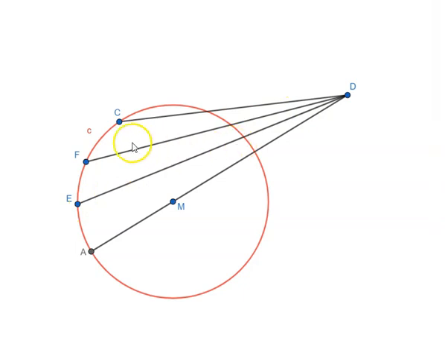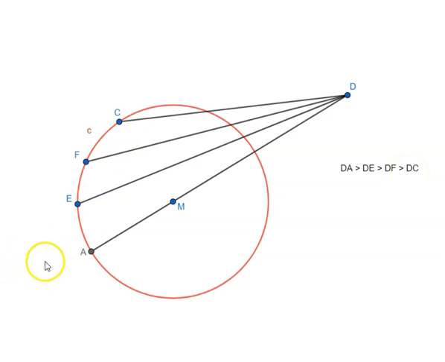FD is smaller than ED and CD is smaller than FD. And of course, AD is the largest. Okay, so if we have to put it in terms of our expression, this is what it would be. DA is greater than DE, which is greater than DF, which is greater than DC. That is one part of the proposition.